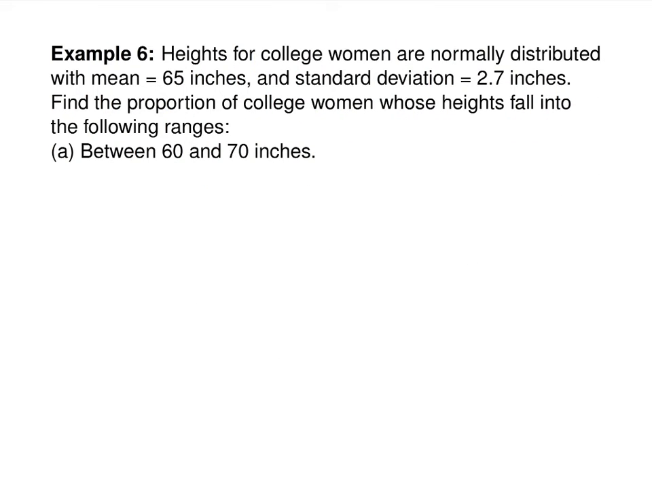Okay, so similar idea. Heights for college women are distributed normally with mean 65 and standard deviation 2.7. Find the proportion of college women whose heights fall into this range, 60 and 70. So P(60 ≤ X ≤ 70). And then we use the same rule as we did for part B of example 5, right? So probability X is less than or equal to 70 minus probability that X is less than or equal to 60, right?